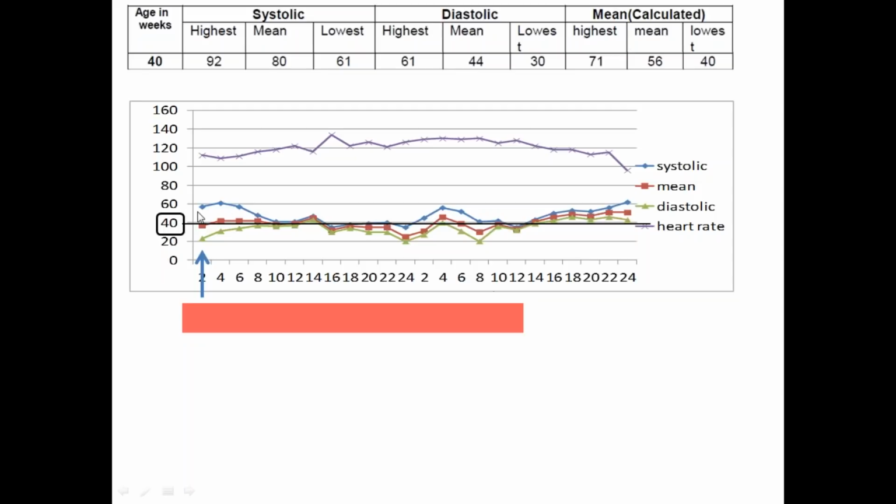So we have the lowest systolic is 60, and the lowest diastolic is around 30. So which one is more affected, or lower? Diastolic. So what makes sense to start in this infant? What's the medication that makes more sense to start? Dobutamine or dopamine?